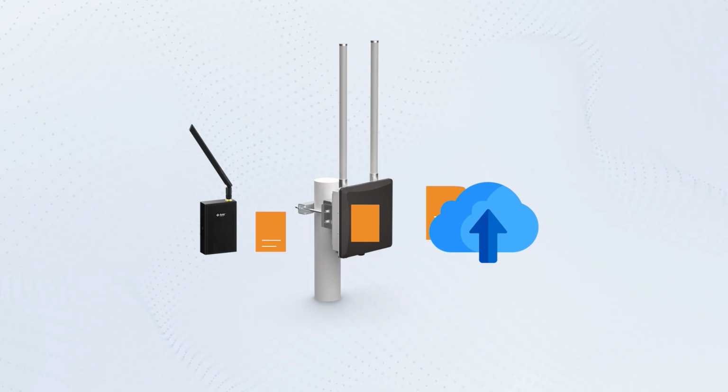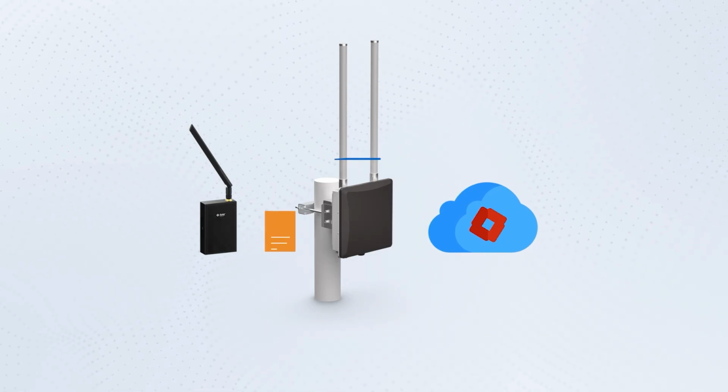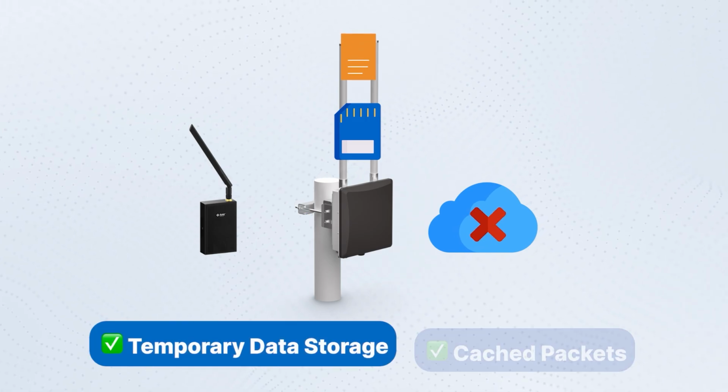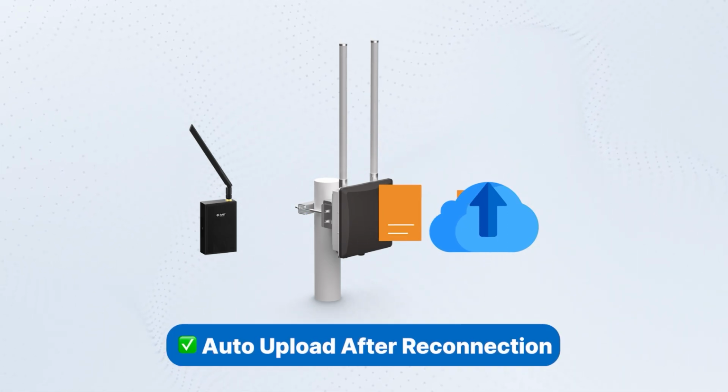Imagine your sensors are still working, but your gateway suddenly disconnects from the internet. Instead of losing that valuable data, your gateway can cache it temporarily on the SD card and send it later when the connection is back.